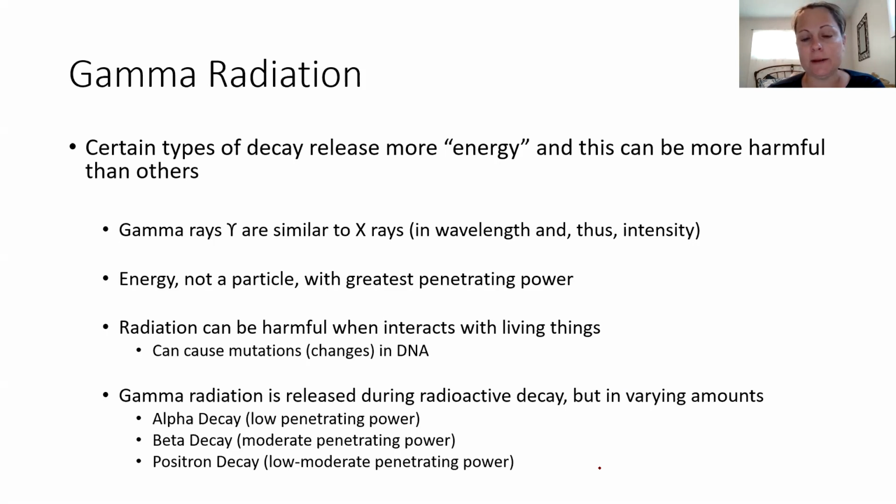Gamma radiation is a byproduct of alpha, beta, and positron decay, but in varying amounts. So alpha, beta, and positron decay don't all have the same harm factor, but there are different precautions that need to be taken for all of them, since gamma radiation is harmful to DNA.